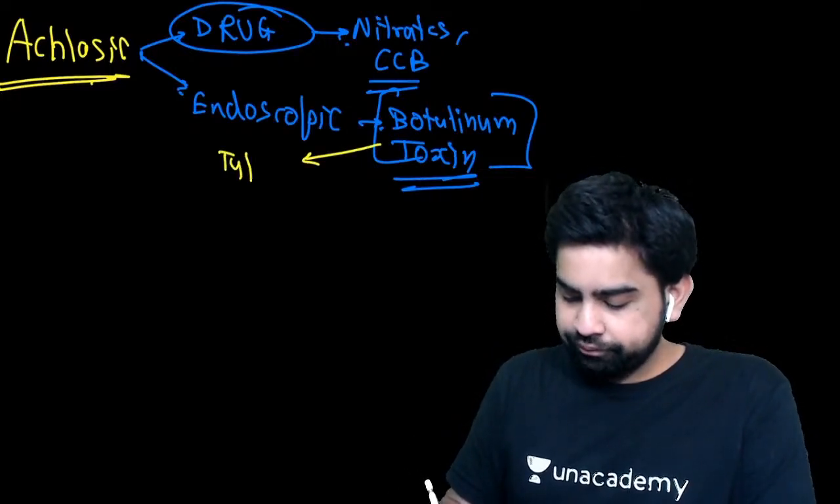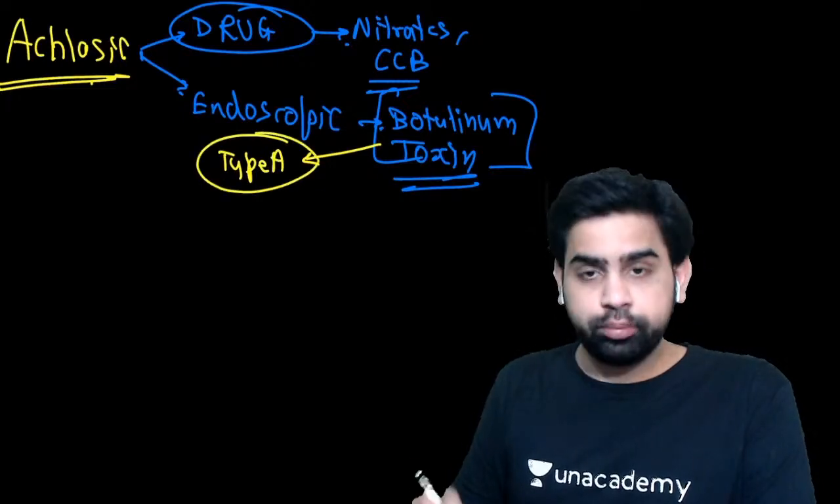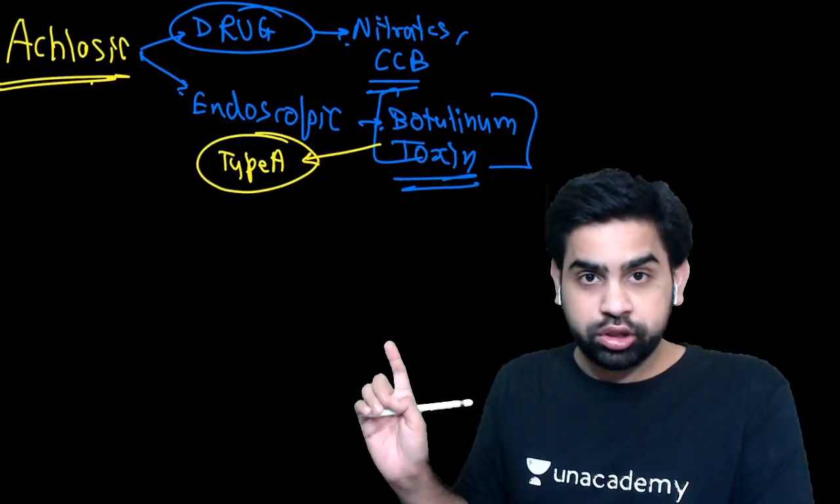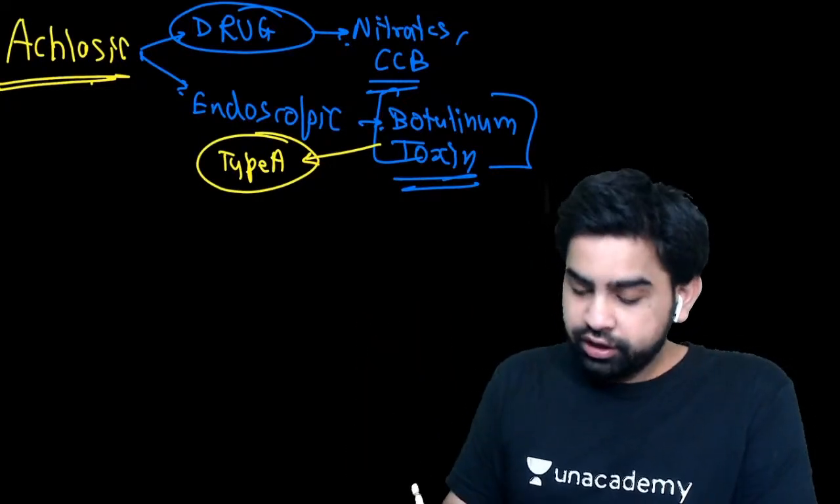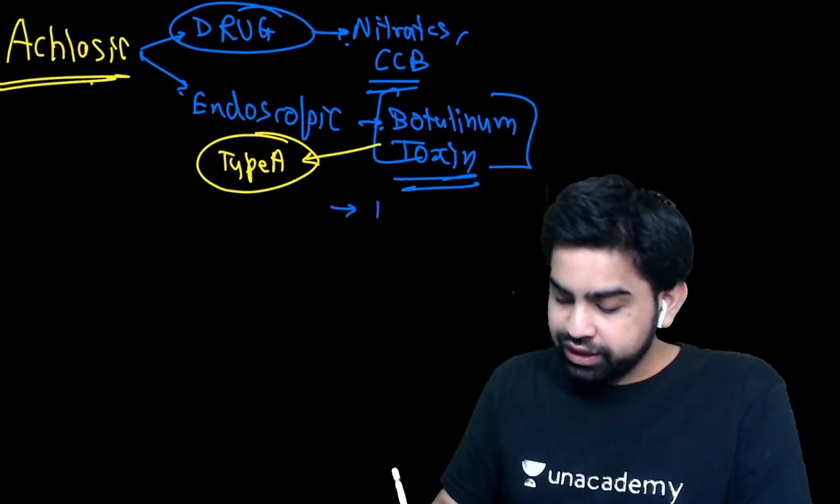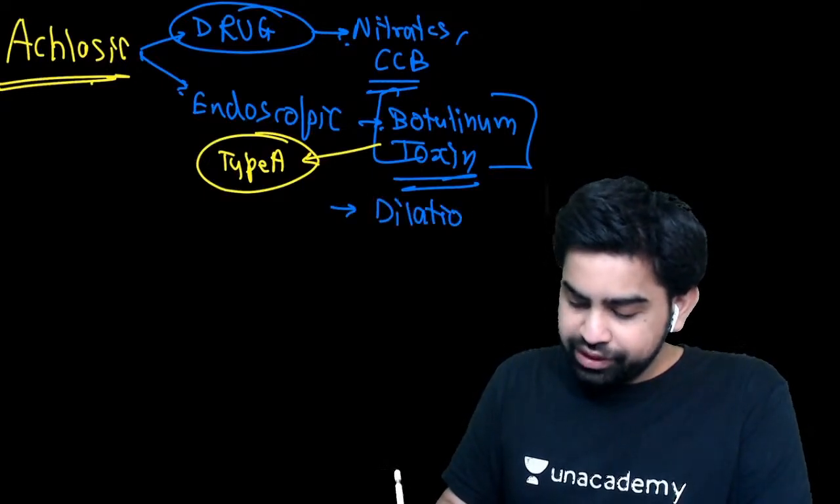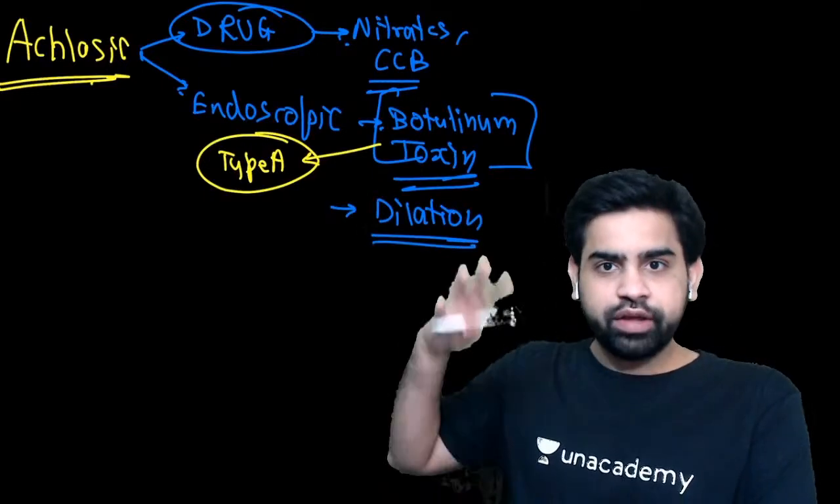Which type of botulinum toxin is used? We usually use type A. Another thing which we can do on endoscopy is basically dilation. So we can basically put a balloon dilation or something and we can go in for that.